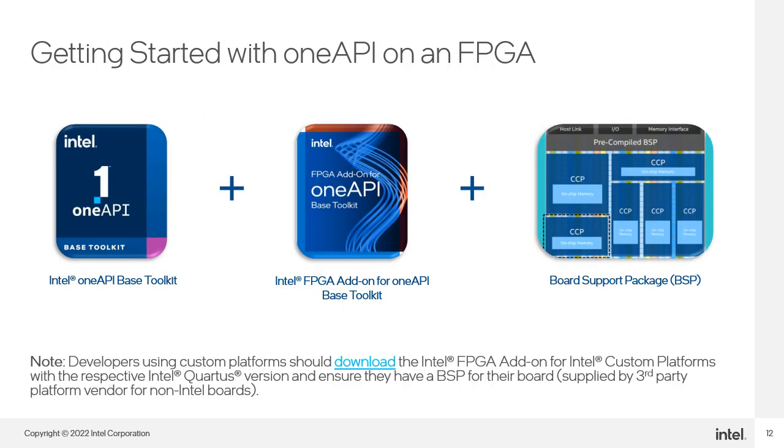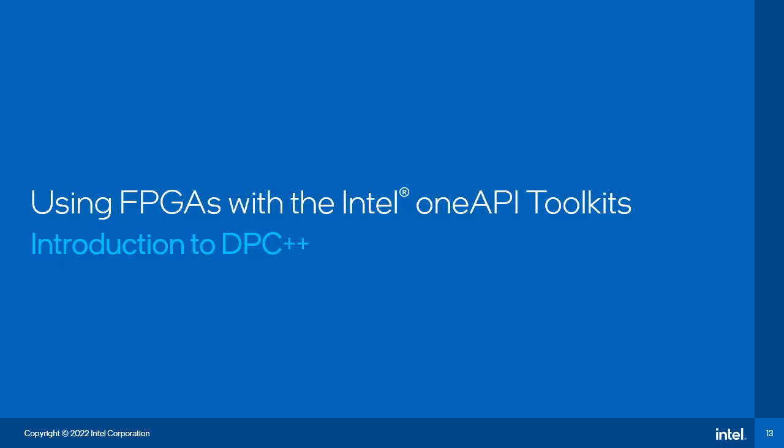For you to begin using the Intel OneAPI product with FPGAs, you would require a combination of the Intel OneAPI base toolkit, the Intel FPGA add-on for OneAPI base toolkit, and the board support package for the FPGA board you are targeting as an accelerator. We will learn more about this in detail in subsequent sections. Now that we have been introduced to OneAPI, we will take on the next session where we will take a look at DPC++, the language that enables OneAPI, and get familiar with the fundamentals of programming in this language.